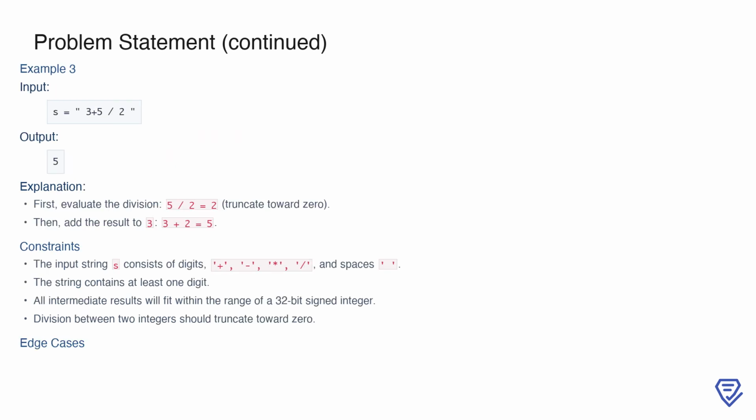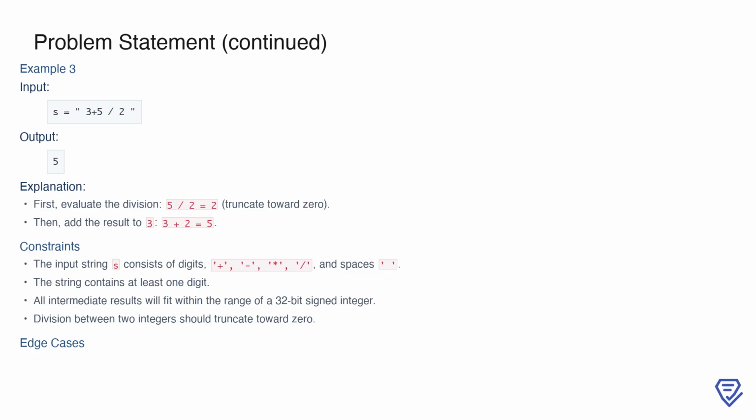Now consider the input string 3 plus 5/2. The correct output here is 5. First, we handle the division operation, 5/2, which equals 2 when truncated towards 0. Then, we add this result to 3, giving us the final answer of 5.